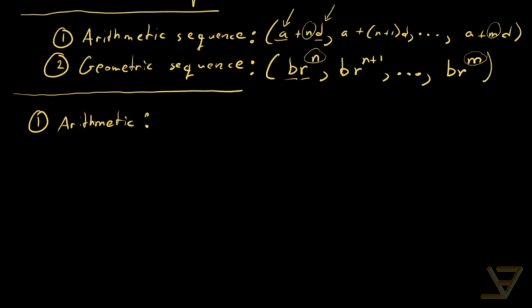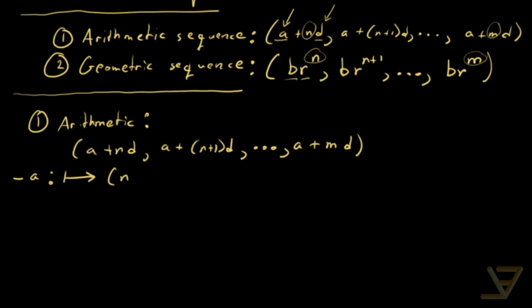What we'll do first is let's write out the sequence again. A plus nd, a plus (n plus 1) times d, all the way through to a plus md. First, we're going to subtract a from each term, so we get nd, (n plus 1) times d, through to md.